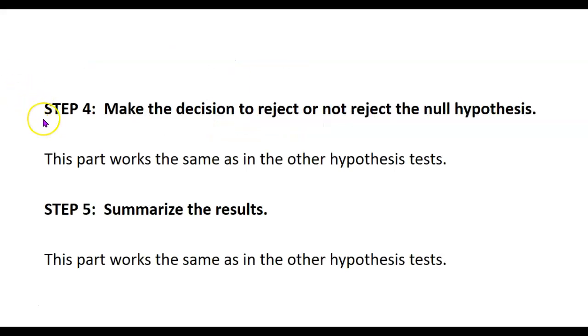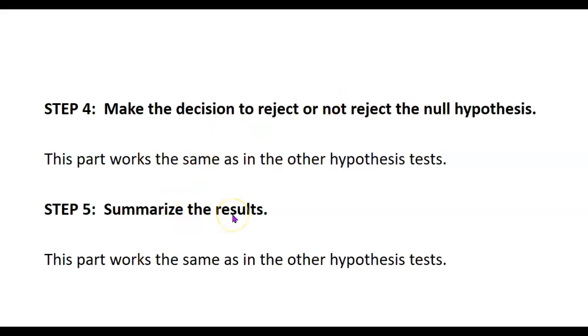And then steps 4 and 5 work pretty much the same way that they have all along. In step 4, you make the decision to reject or not reject the null hypothesis. And that's just a matter of comparing the p-value to the level of significance alpha. If the p-value is less than alpha, you say reject the null hypothesis. If the p-value is greater than alpha, you say do not reject the null hypothesis.